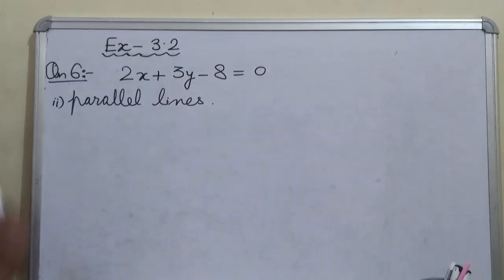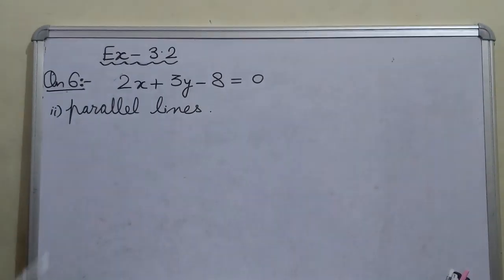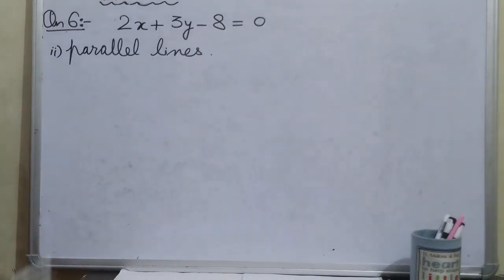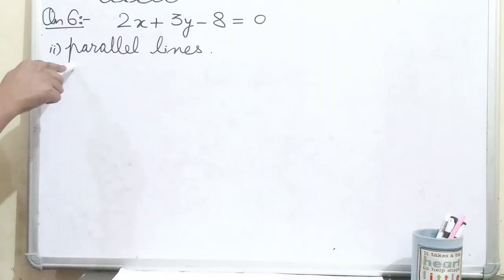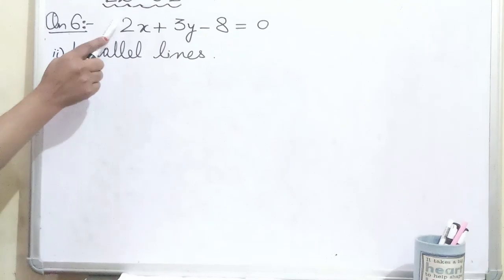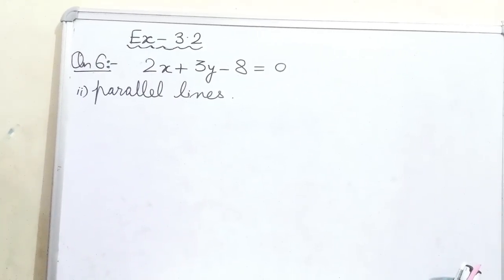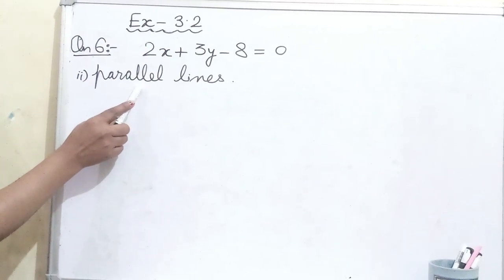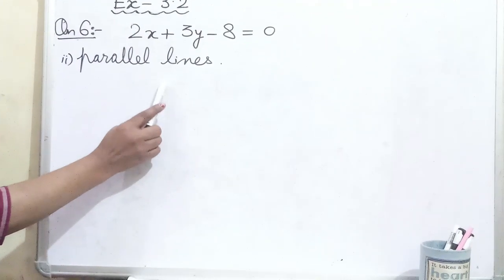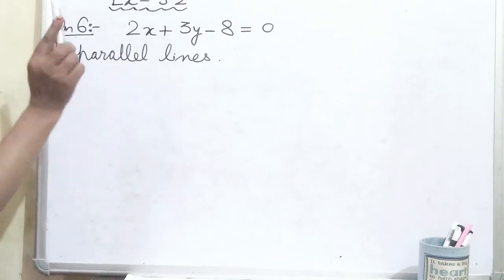Okay, now exercise 3.2, question number 6, but part number 2. As we have discussed in part number 1, he asked us to write one more equation with this equation such that the lines will be intersecting lines. In the same way, this time we have to give one more equation, but the lines should be parallel lines.